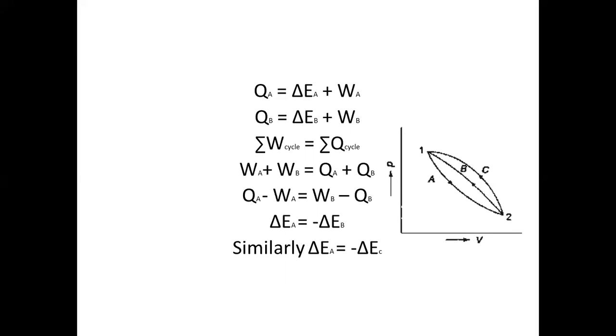Suppose the path between 2 to 1 is C, then delta EA will be minus delta EC, which clearly gives delta EB is equal to delta EC. So the value of energy is not depending on the path followed. It depends only on the end values. That's why they can be taken as point functions, and that's why they are properties of the system.